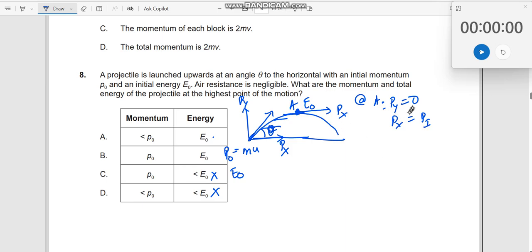So therefore what's happening? The total momentum is a sum of Px and Py, which is given by square root of Px square plus Py square. So as a result of it, since Py becomes 0 over here and Px remains the same, the total momentum reduces and hence the answer is C. Okay.